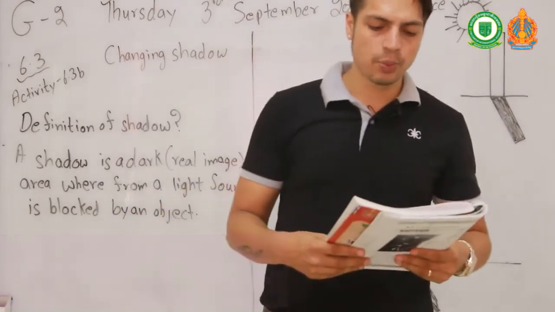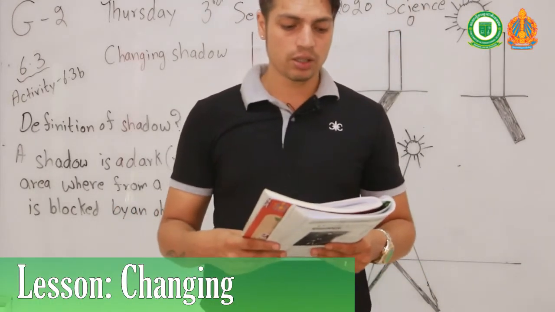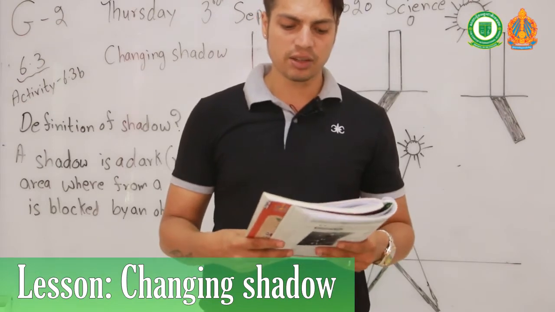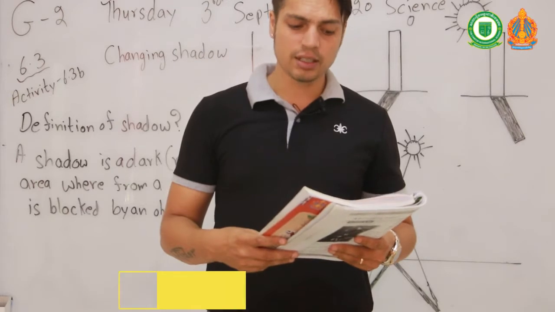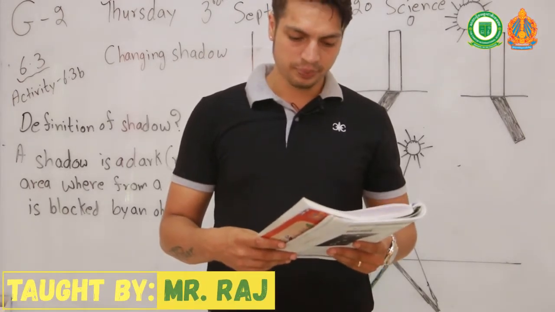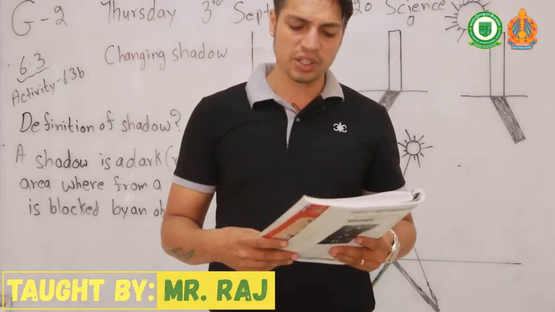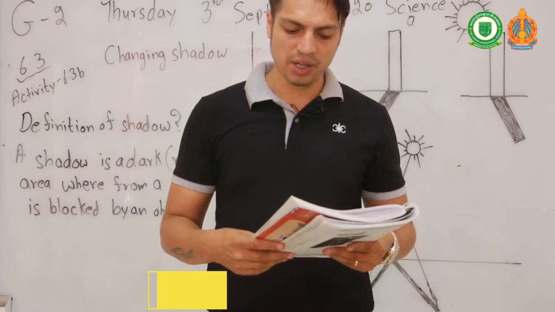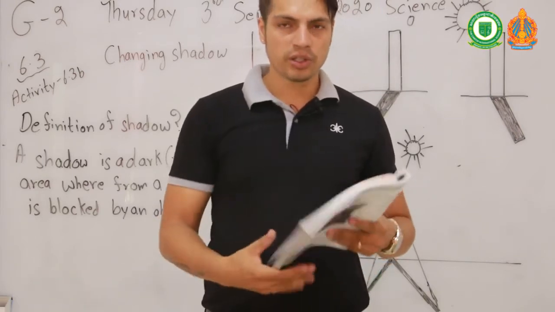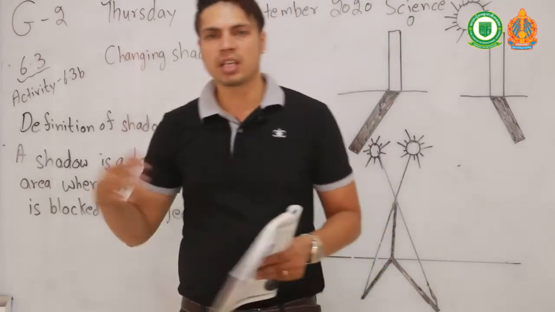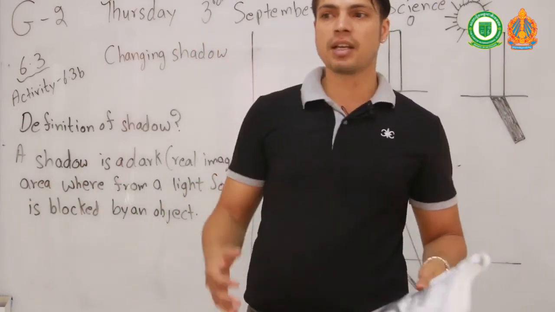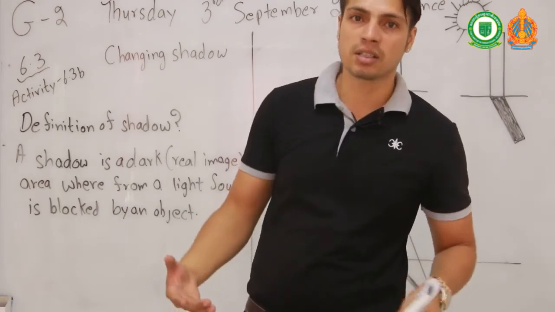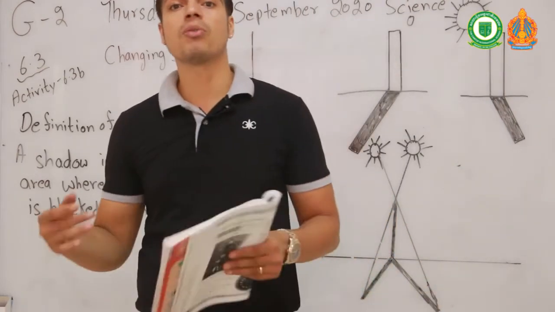Activity 6.3b, shadow length. Rita is measuring the length of shadows. She wants to answer the question, does the length of a shadow change? Measure the length of a shadow at different times. What do you think will happen? Shadows do not have the same length all the time. It changes. It does not remain the same size all the time. It always changes.